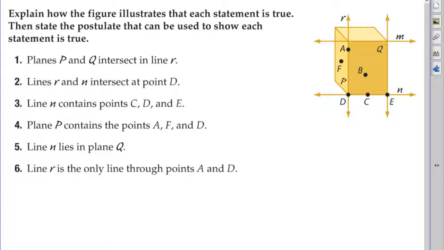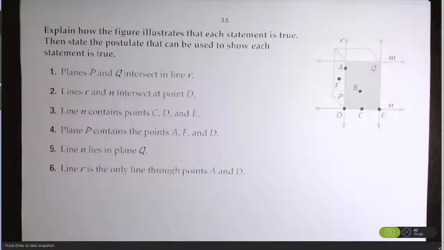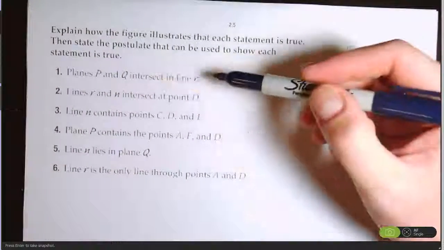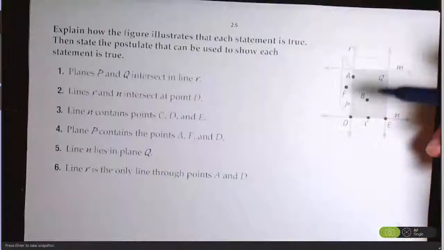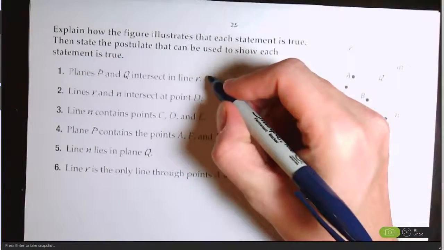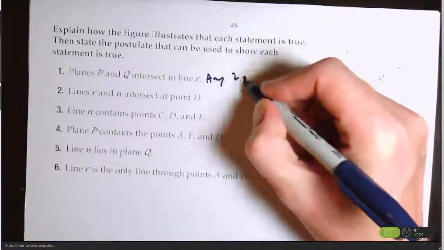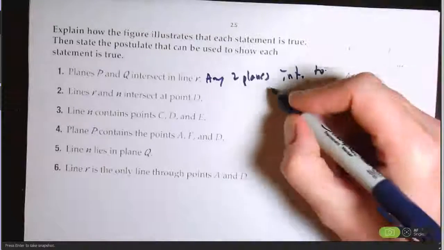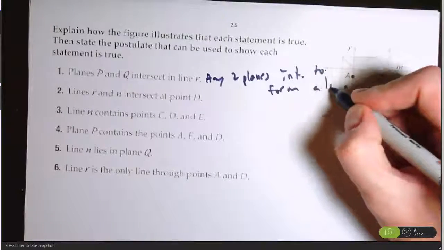So here are the problems that we had for homework to take a look at. So here we go. I'm going to go to the video. Number one is asking which postulate does this work with. It says planes P and Q intersect in line R. That is any two planes intersect to form a line.